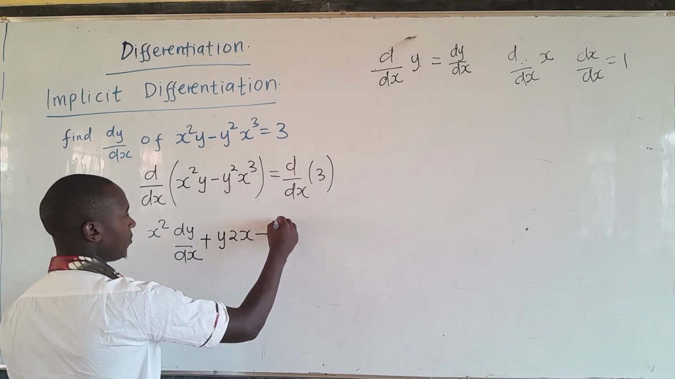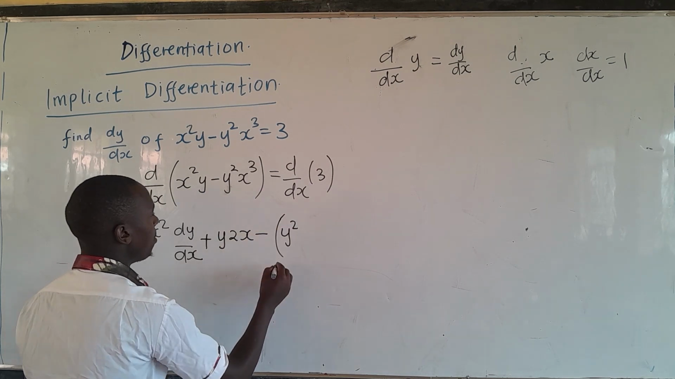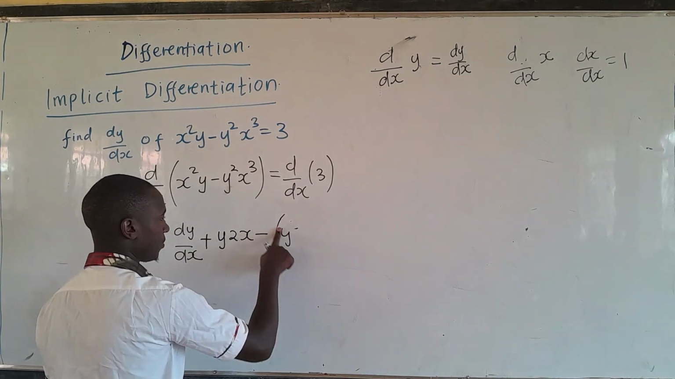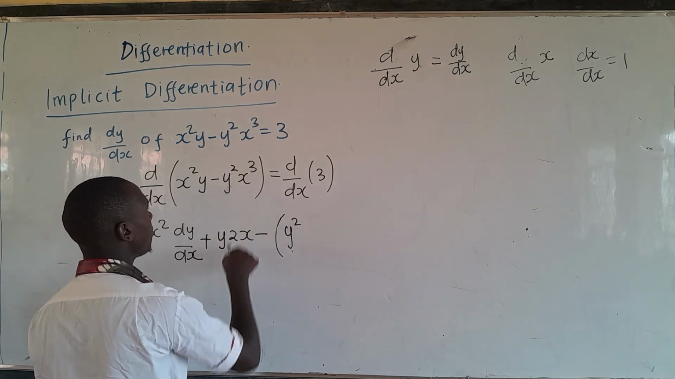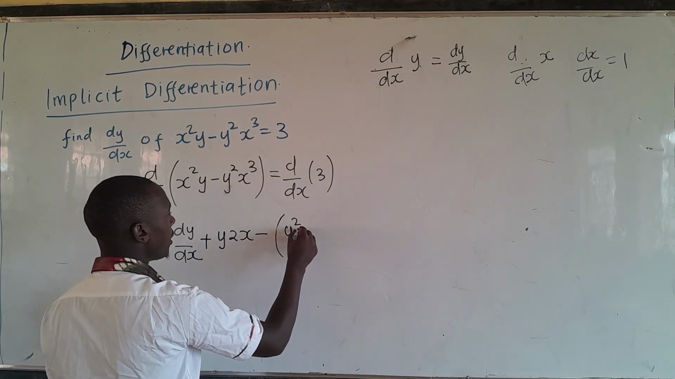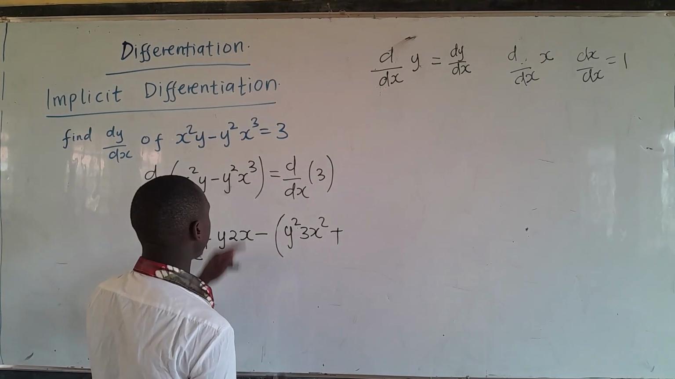Now we are going to have the first, y squared, multiplied by the derivative of the second, which is going to be 3x squared, and we add that to the second.